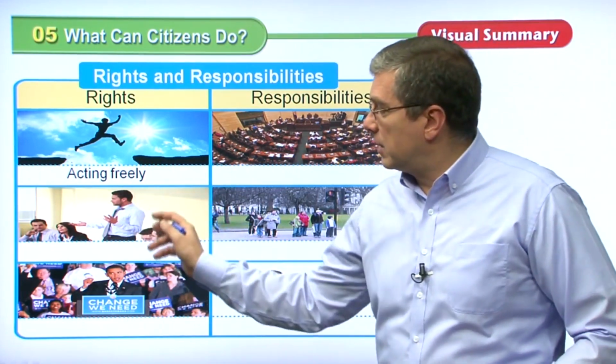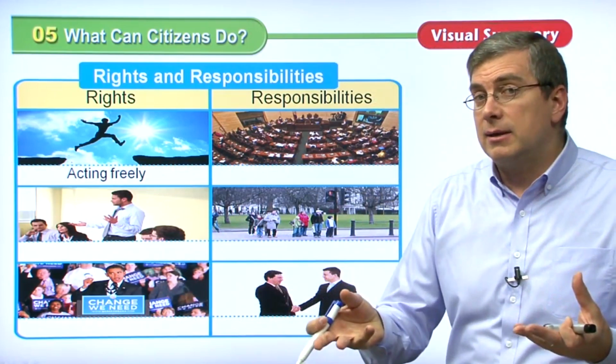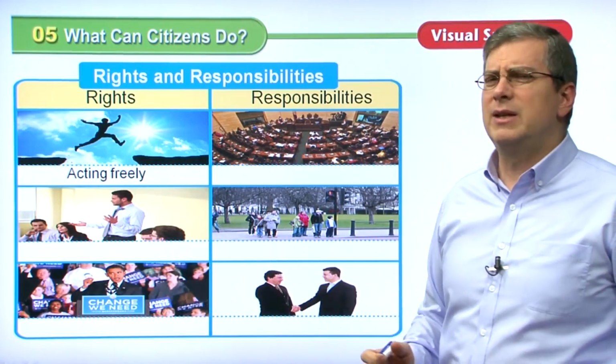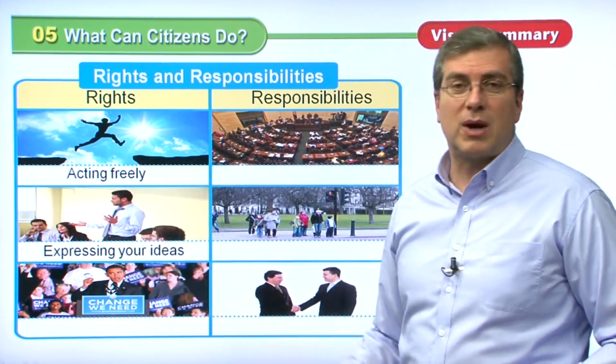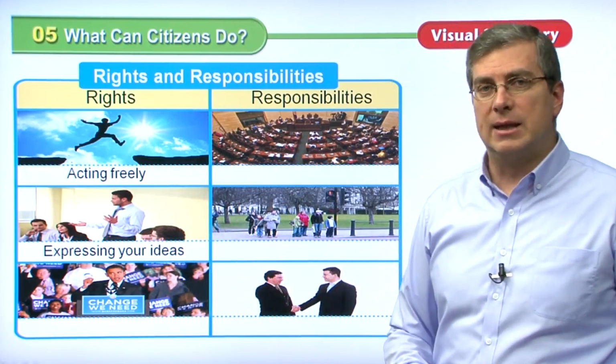Second, what is this man doing here? He's standing up in a group of people and he is speaking, right? He is telling other people what he is thinking, right? What is he doing? He is expressing his ideas. We have the right to express our ideas. You have the right to express your ideas.